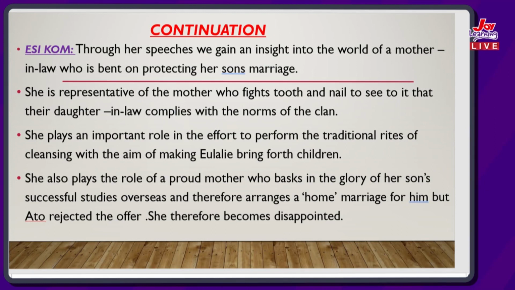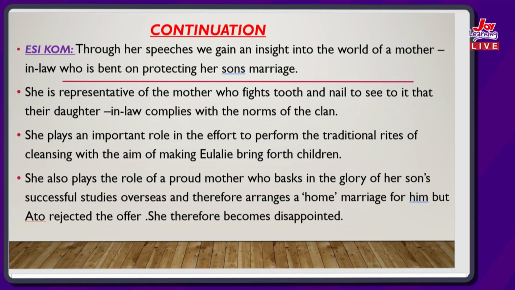Eulalie didn't want to adhere to some of the issues in the house, okay? She was just on her own, but Esikom, the mother-in-law, tried to make the daughter-in-law comply with the norms of the clan. Now, she plays an important role in performing the traditional rites of cleansing with the aim of making Eulalie bring forth children. They believe that if a woman cannot give birth, then there's a problem. So they try to cleanse you, they say washing your stomach and all that. So Esikom, as a traditionalist, tried to do some for Eulalie.